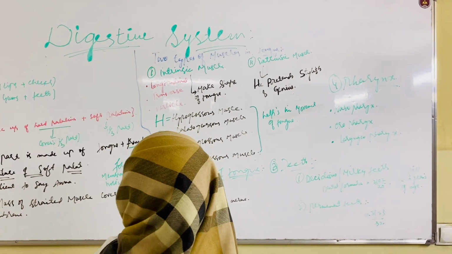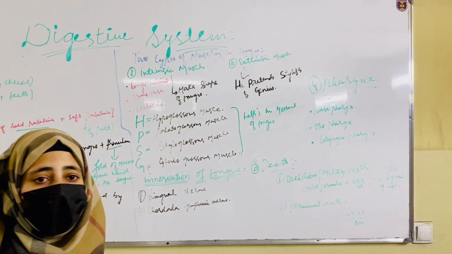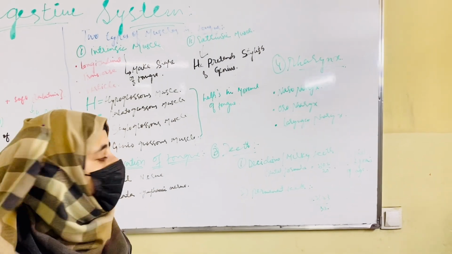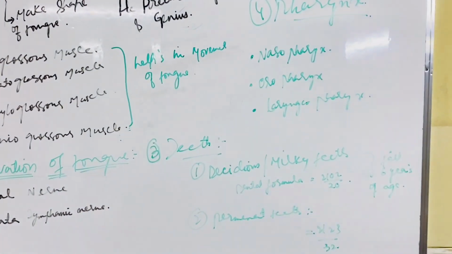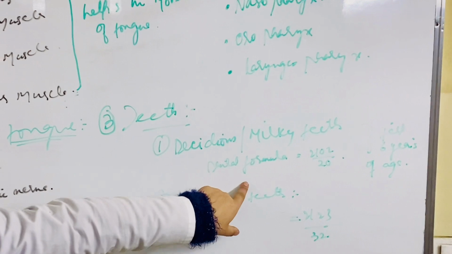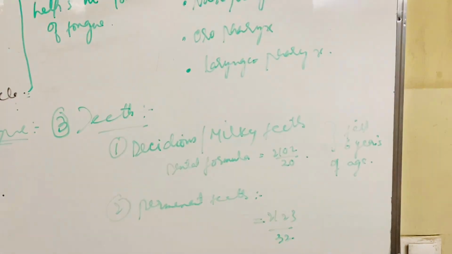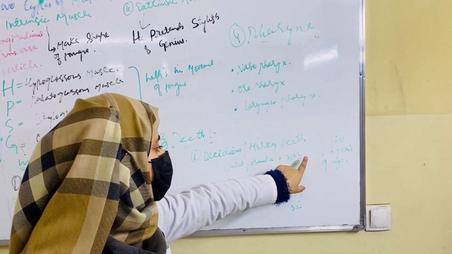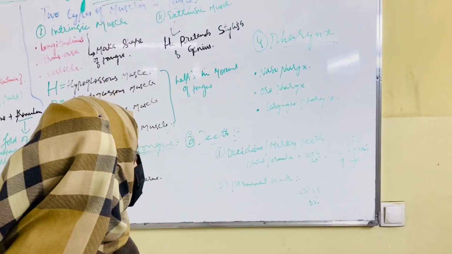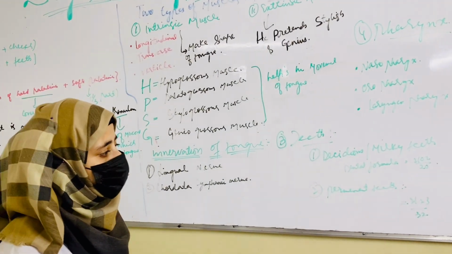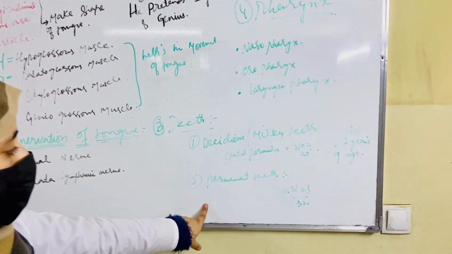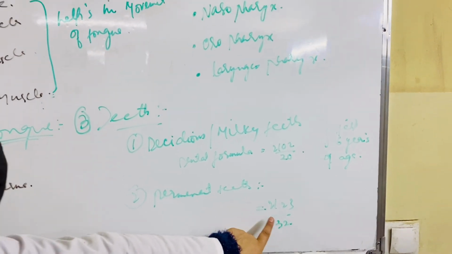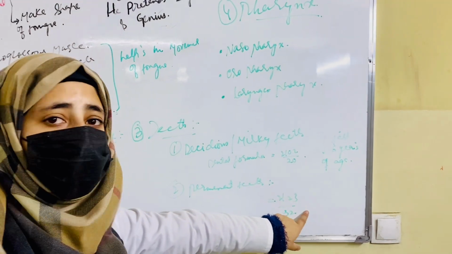The third part of digestive system is teeth. As we know, we have two types of teeth, deciduous teeth, which are also called milky teeth, and the permanent teeth. In deciduous teeth, we have a dental formula, that is 2102/2102, that is two canines, one incisor, 0 premolars and 2 molars. The milky teeth remain till 6 years of age, and in permanent teeth we have a dental formula, that is 2123, that is 2 canines, 1 incisor, 2 premolars and 3 molars.